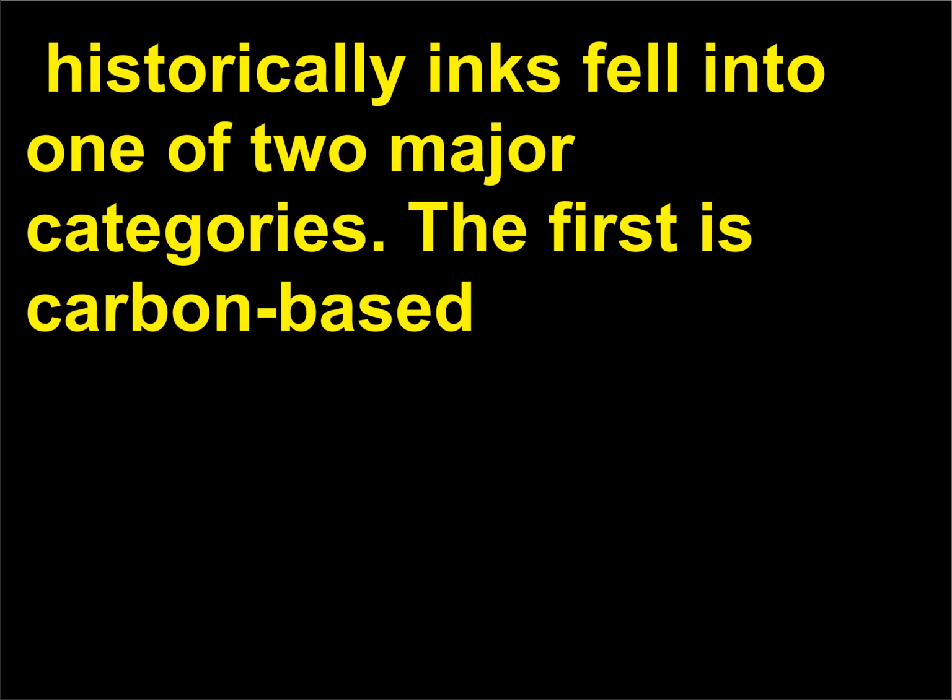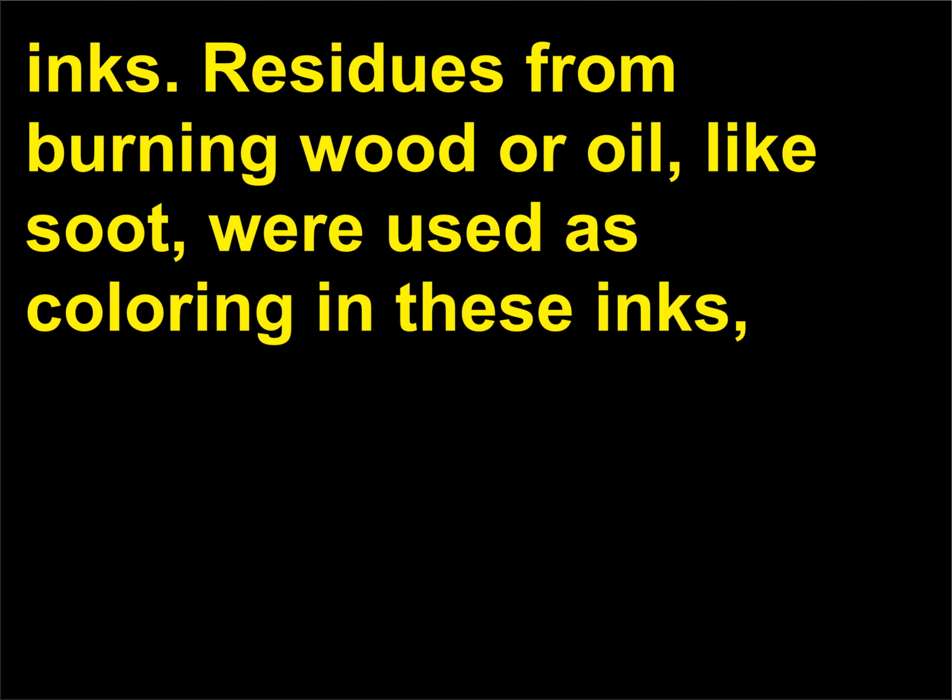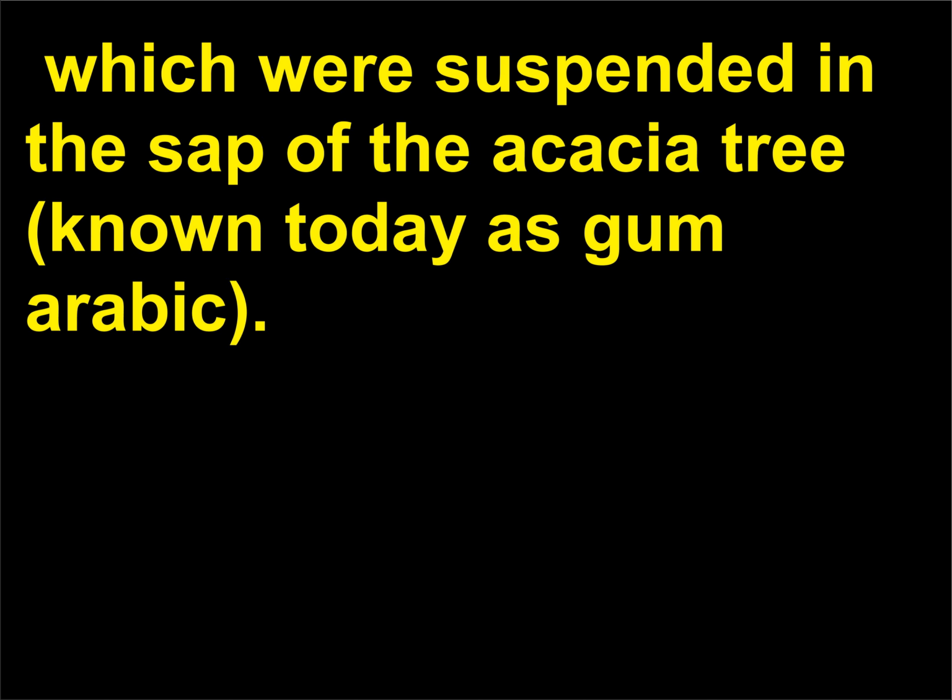The first is carbon-based inks. Residues from burning wood or oil, like soot, were used as coloring in these inks, which were suspended in the sap of the acacia tree, known today as gum arabic.